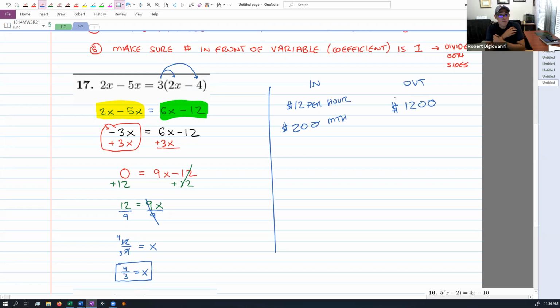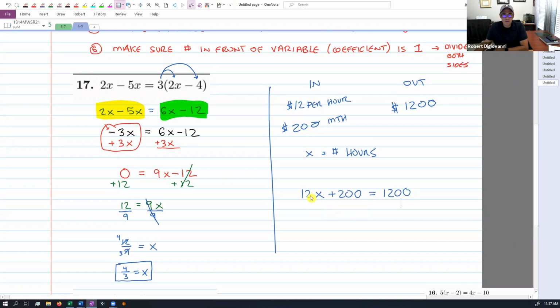How many hours do you need to work to pay your bills? Well, the variable here is how many hours you work. You're going to make $12 for every hour. So if I let x be the number of hours, then $12 times x plus the $200 my parents are going to give me must equal the $1,200 that goes out.